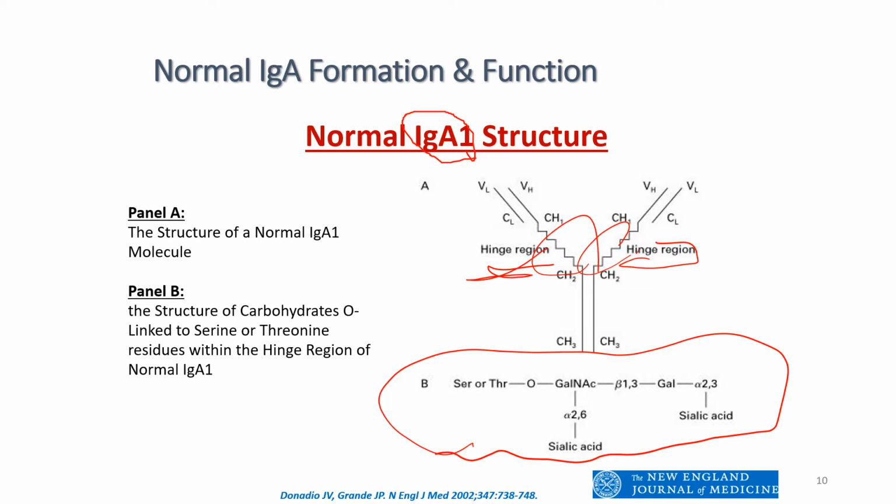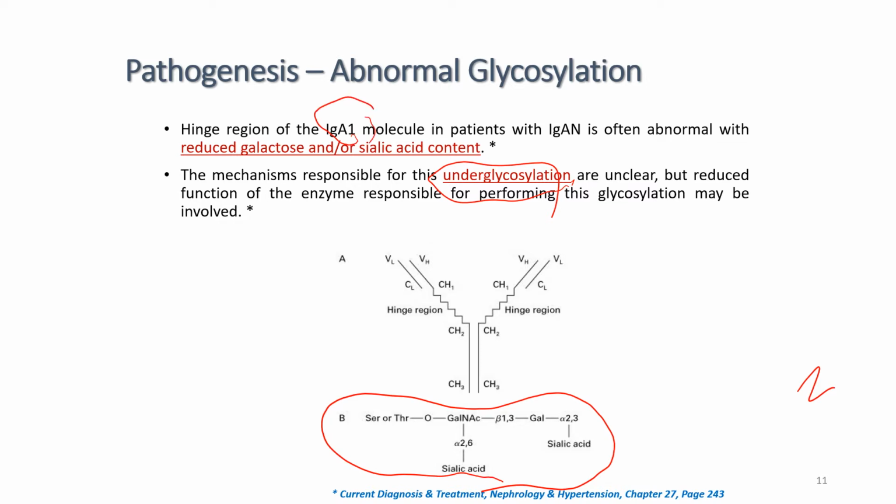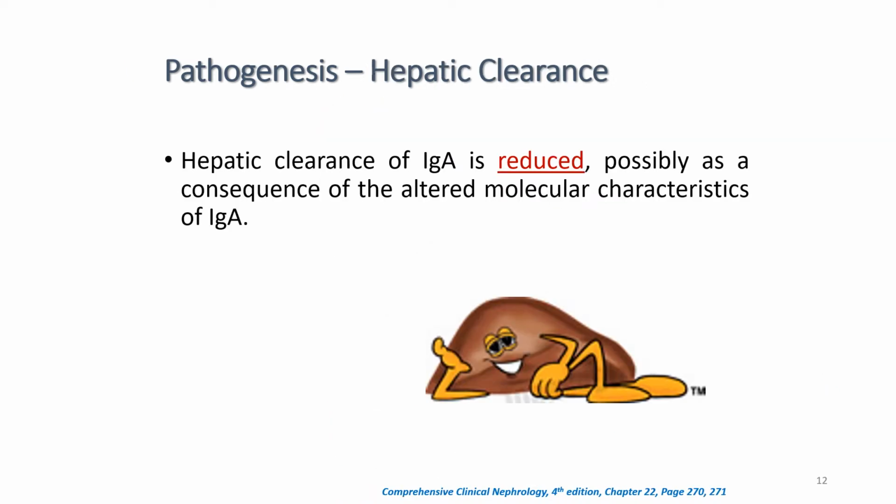In abnormal IgA, there will be an abnormality in the hinge region. There will be under-glycosylation for this part, with reduced galactose or reduced sialic acid content in this part, causing abnormal IgA, and this is only in IgA1, because IgA2 has no hinge region. So the abnormality in the hinge region that will cause IgA nephropathy will be only in IgA1. Also, IgA1 may be accumulated in inappropriate form, as I said, if hepatic IgA clearance is reduced.